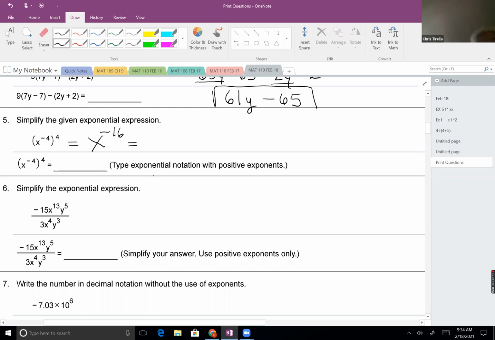And then it says to write it with a positive exponent. Should I just change that sign? I don't think so. I have to remember that negative exponent means 1 over x to the positive power. And so when I change that sign, I need to remember to take the reciprocal.